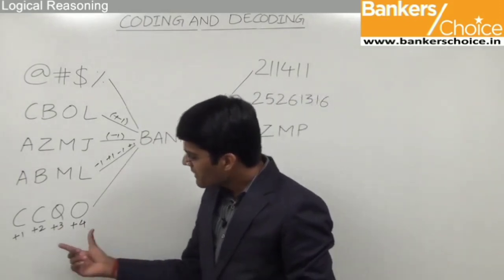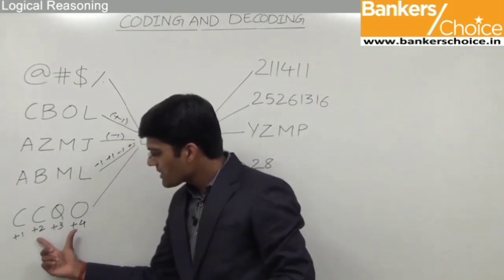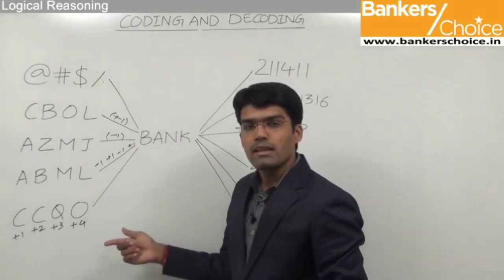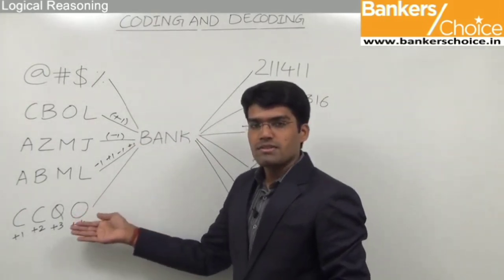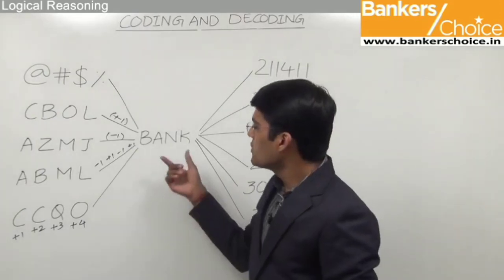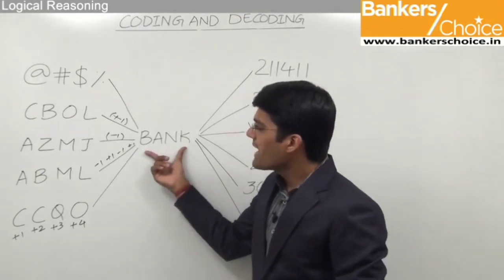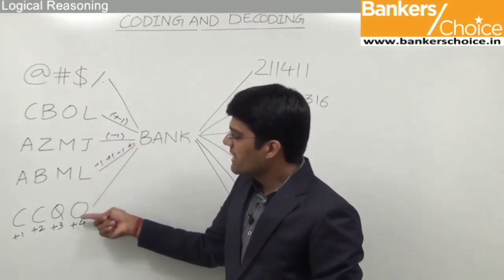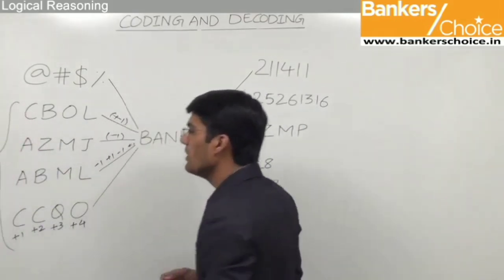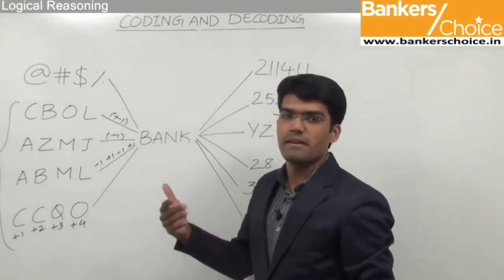So if you observe here, the pattern is plus 1, plus 2, plus 3 and plus 4. That means each letter here has been shifted by some positions in an increasing order. So friends, if you try to observe, the word bank has been coded in various ways in these 4 models. And the logic behind this coding is only the shifting of letters in different patterns.